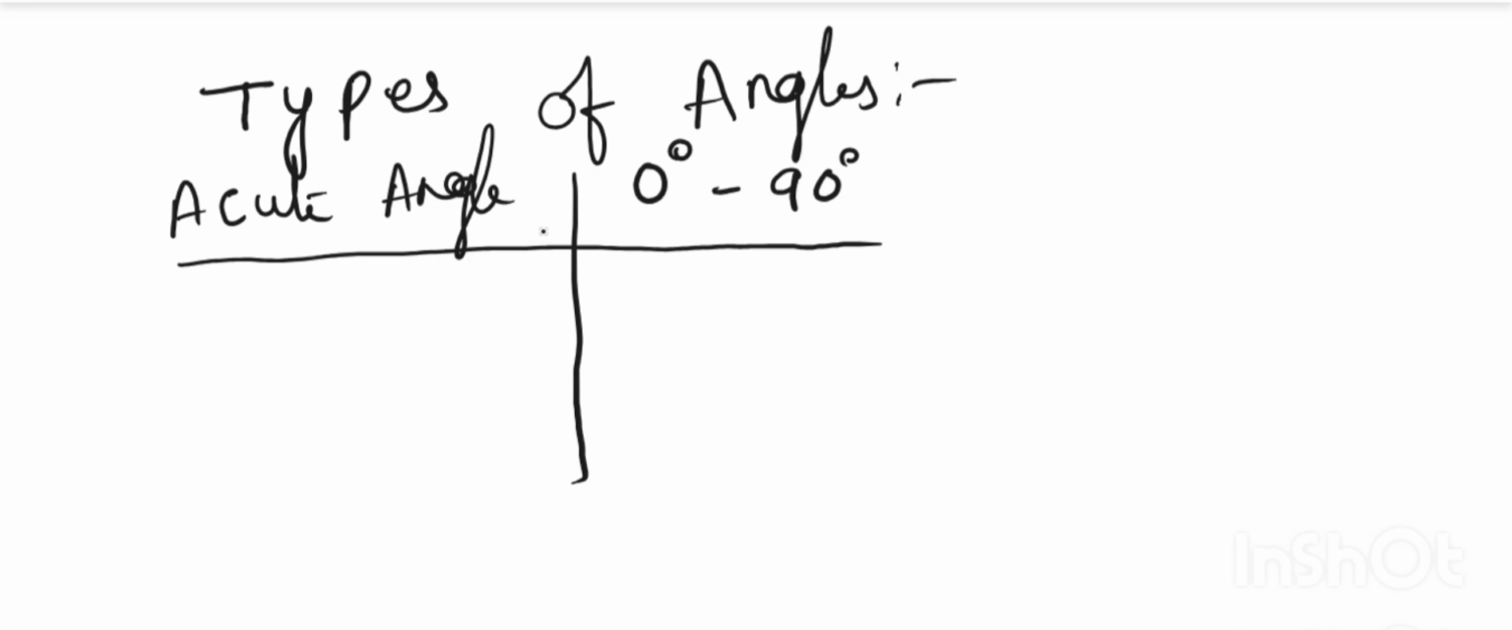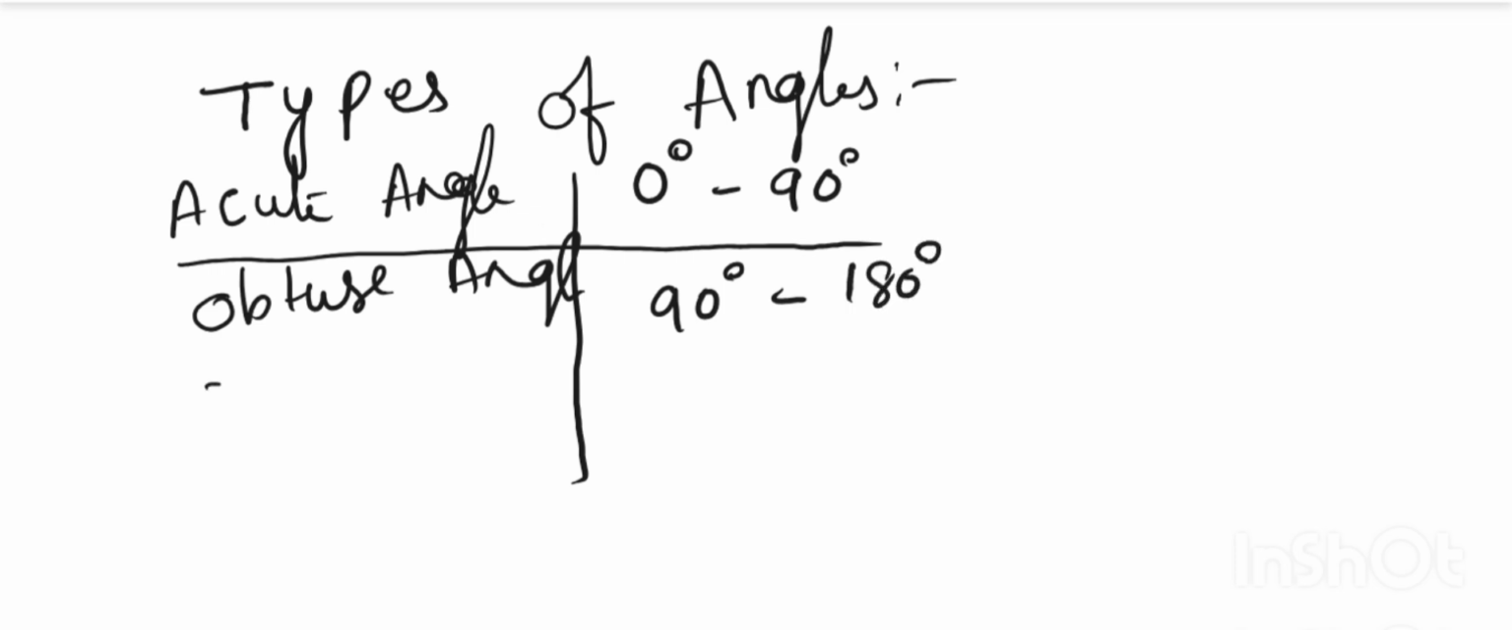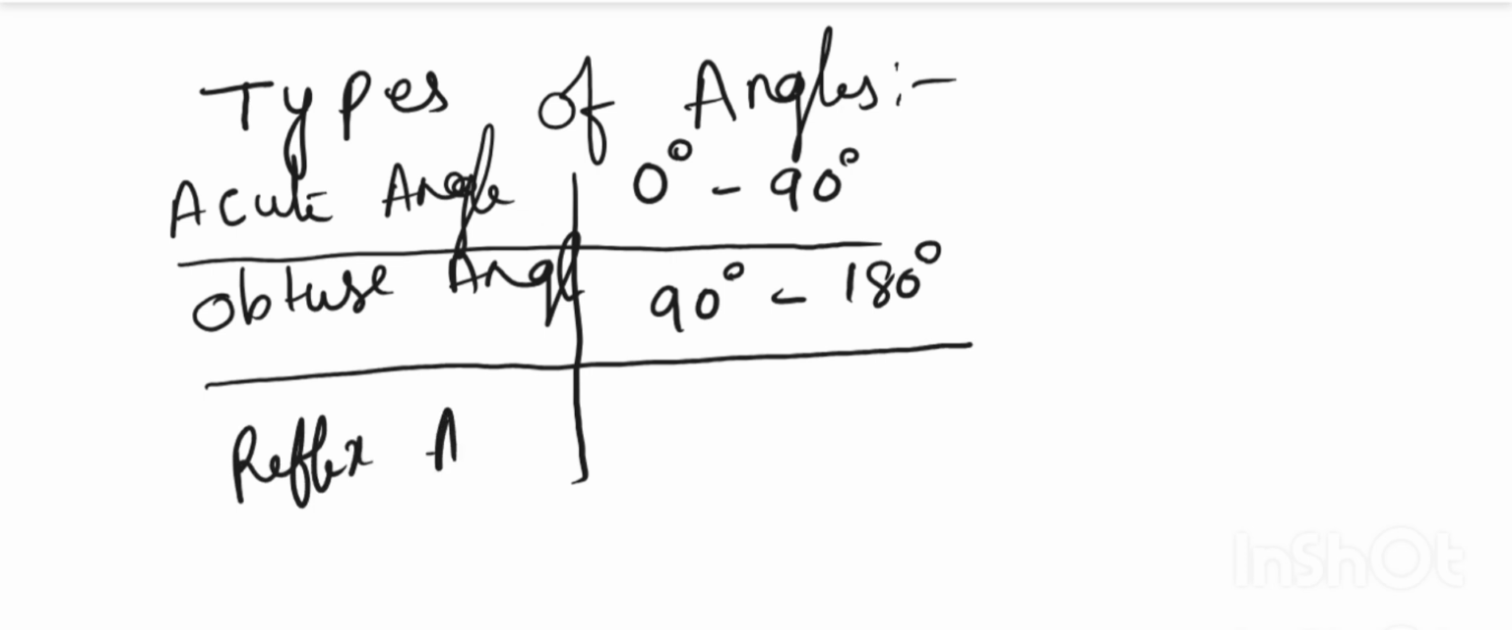We have the obtuse angle. An obtuse angle measures from 90 degrees to 180 degrees. Then we have the reflex angle. Any angle that is greater than 180 degrees, and which lies between 180 degrees and 360 degrees, is a reflex angle.